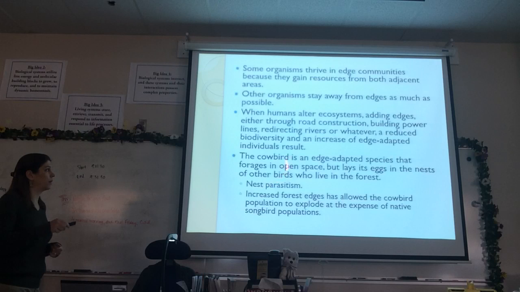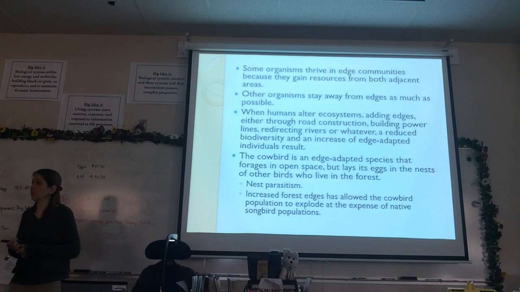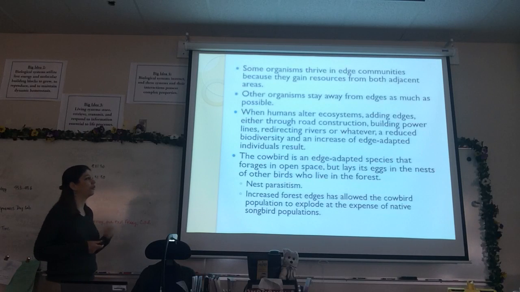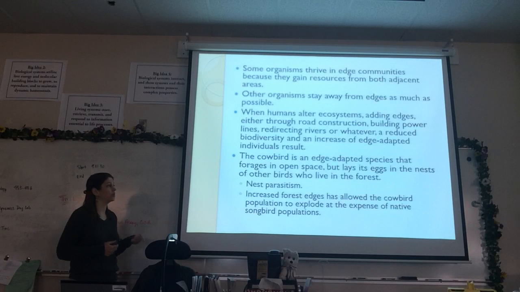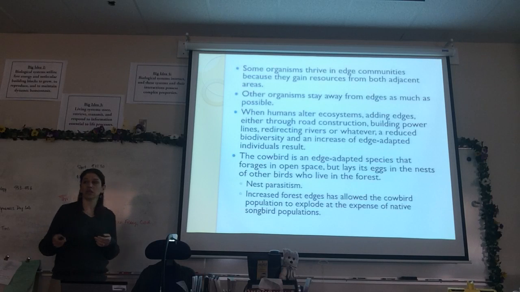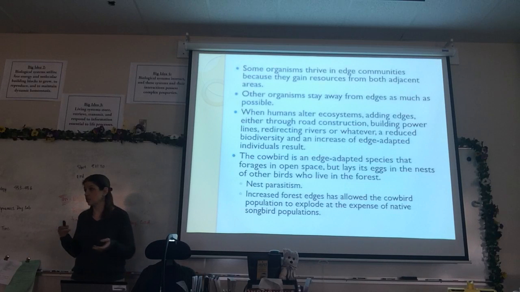For example, there's a kind of bird called the cowbird. The cowbird, it turns out, is a jerk. Let me tell you why. He is an edge-adapted species. He forages, so he gets his food from open space, but he lays his eggs in the nests of other birds who live in the forest. Here's what this particular one does. The female, because she's the one laying the eggs, hangs out on the edge of the forest and waits for a songbird, another bird, to build a nest and lay an egg in it.